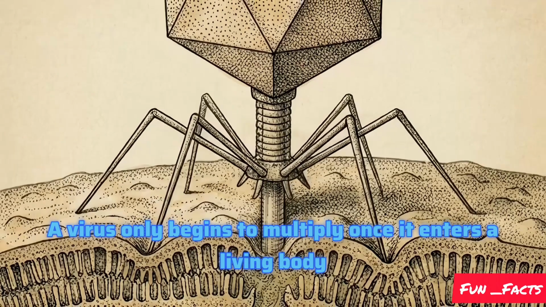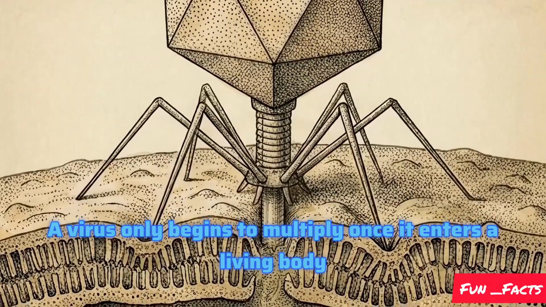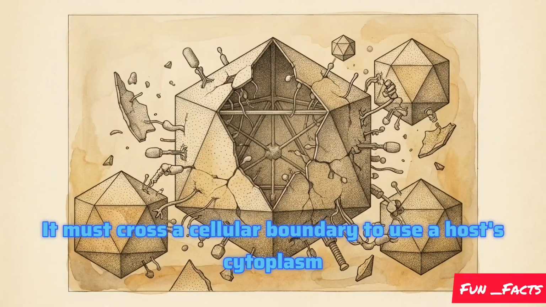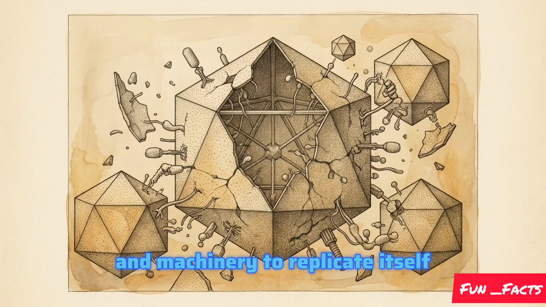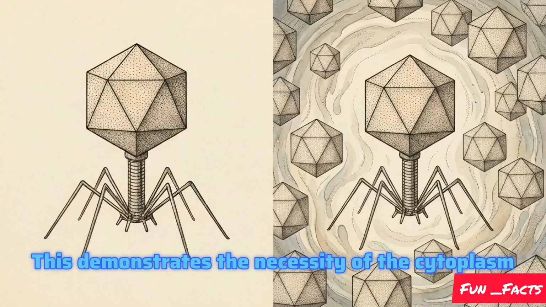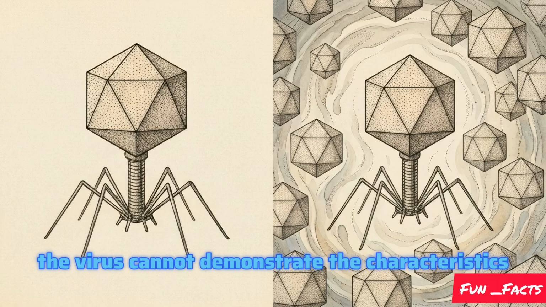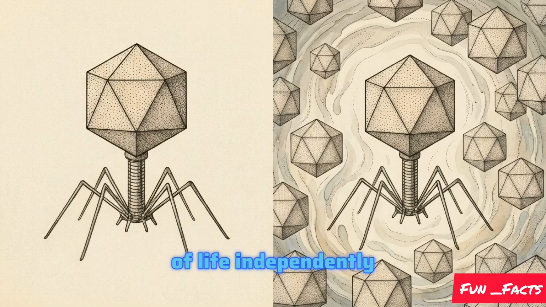A virus only begins to multiply once it enters a living body. It must cross a cellular boundary to use a host's cytoplasm and machinery to replicate itself. This demonstrates the necessity of the cytoplasm. Without that self-contained fluid environment, the virus cannot demonstrate the characteristics of life independently.